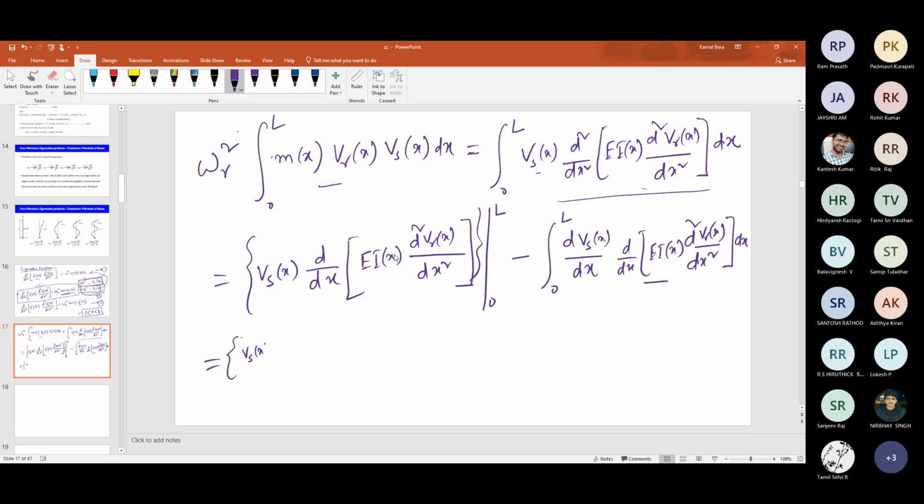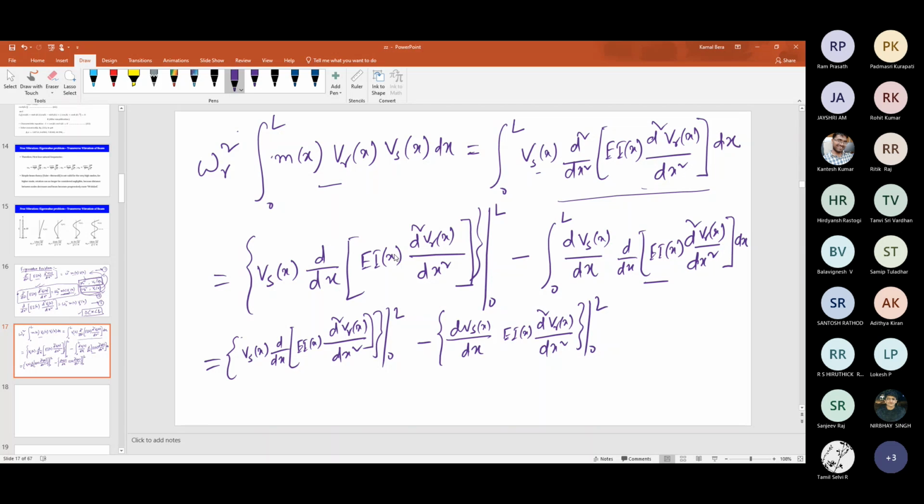So this term will be there. Now I am writing it a little smaller: the boundary term of Vs(x) d by dx of EI d2 Vr by dx2 from 0 to L, minus this will come out, dVs by dx, and this will be integrated, giving EI d2 Vr by dx2, evaluated between 0 and L. Then minus, but since minus is there, it will be plus, the integral of 0 to L with its derivative d2 Vs by dx2, times EI d2 Vr by dx2 dx.